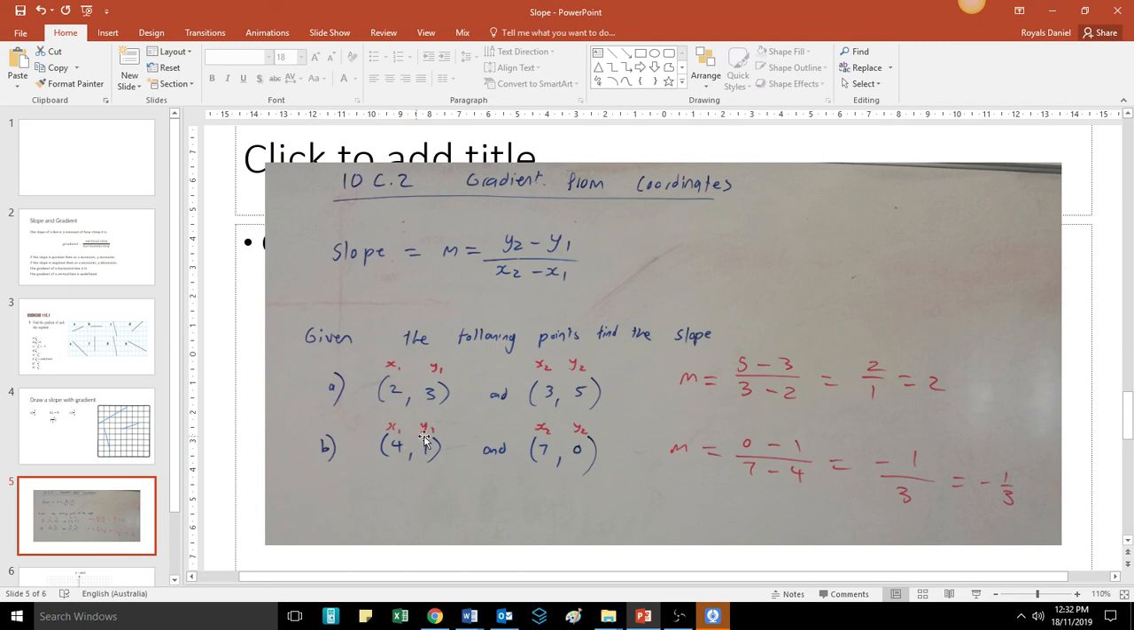I've followed the exact same procedure. I've plugged in x1, y1, x2, y2, and then we've got y2, which is 0, take y1, which is 1, 0 take 1, on top of x2, which is 7, take away x1, which is 4. So 0 take 1 we know is minus 1, 7 take 4 is 3, and so this simplifies to be negative 1 on 3.